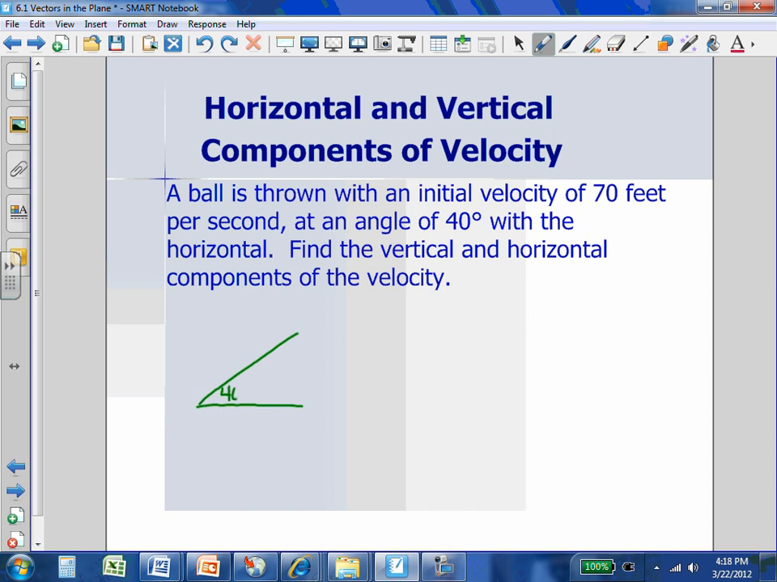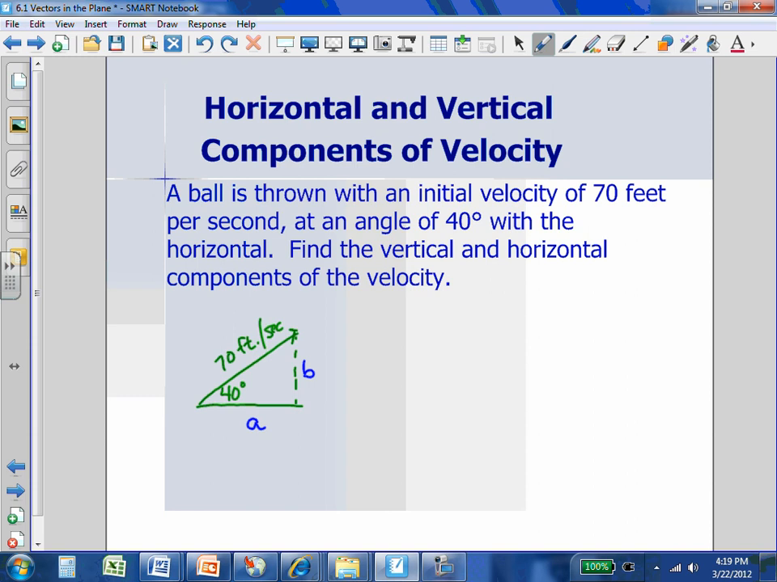So here's our 40 degrees. And it's 70 feet per second. So we'll label that on the vector itself. And we have, of course, a vertical and a horizontal component. So I'll say this is A and this is B from our Ai plus Bj. So now we need to find out what those measurements are.